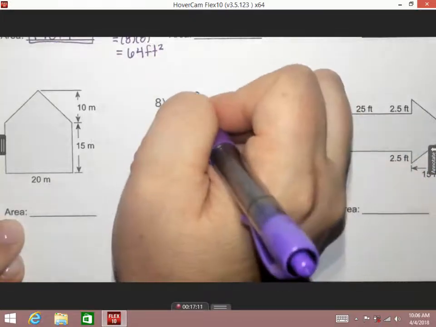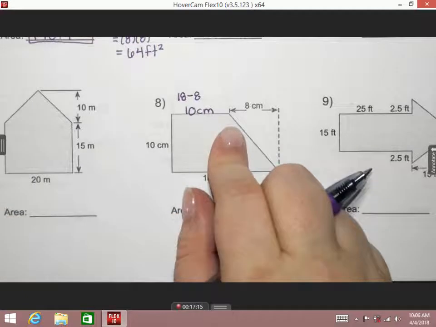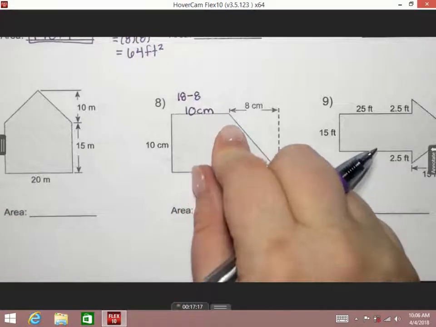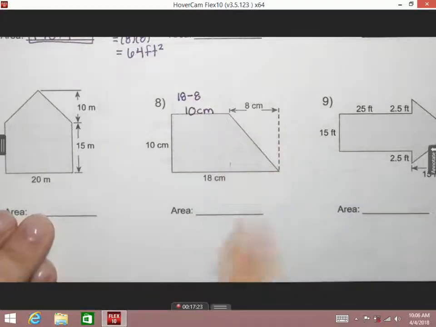up being 10 centimeters. Now remember, yesterday we saw, just because it looks square, can we automatically put that it's a square? No. So you still want to make sure you're doing that calculation because it's not always going to work out like that.